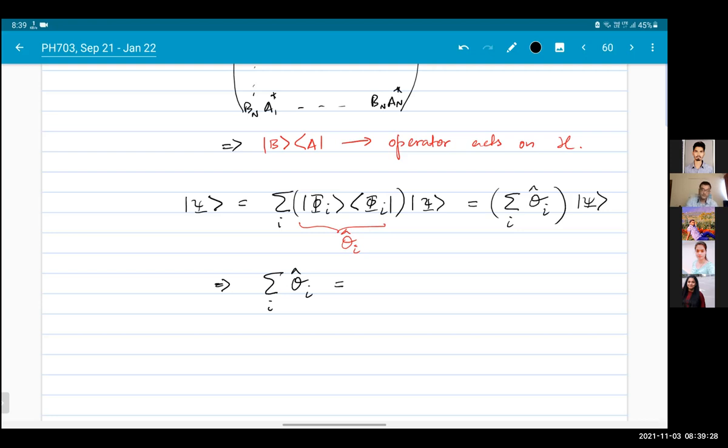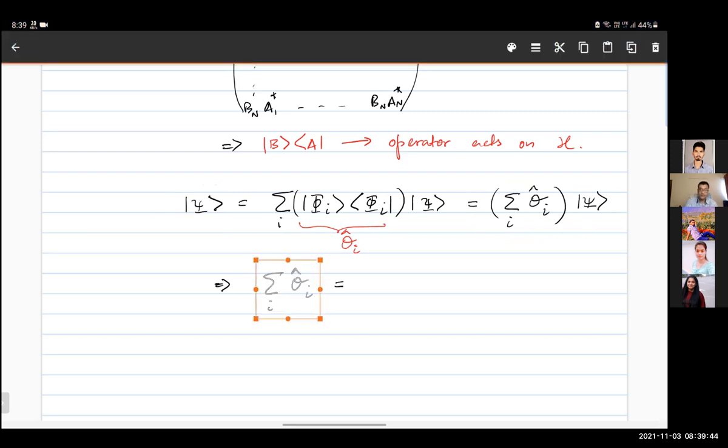Bhati? I have a state psi and I'm saying that some operator multiplying that state gives me the same state. So what does that operator have to be? Bharti, can you tell me? Shubham?